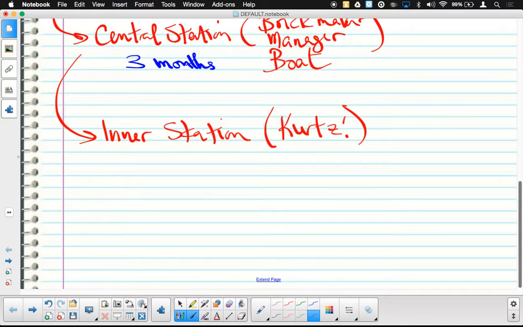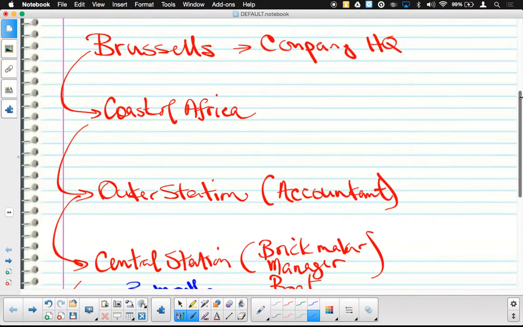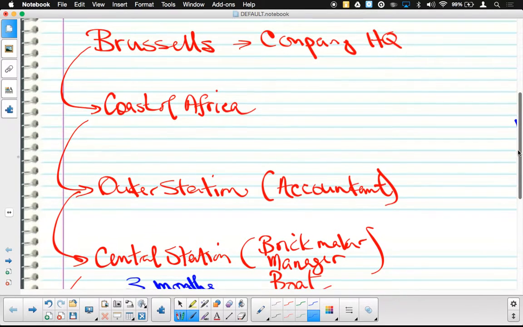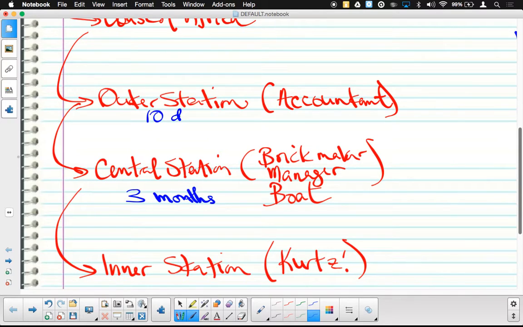Remember any other amounts of time? There was an outer station. He was stuck there for 10 days. Where he's in outer station? I think it was outer. Yeah, he's in outer station, you're right, for like 10 days. And then his journey from outer station to Central Station takes him 15 days. So you've got like a whole month between his time at outer station and going to Central Station.